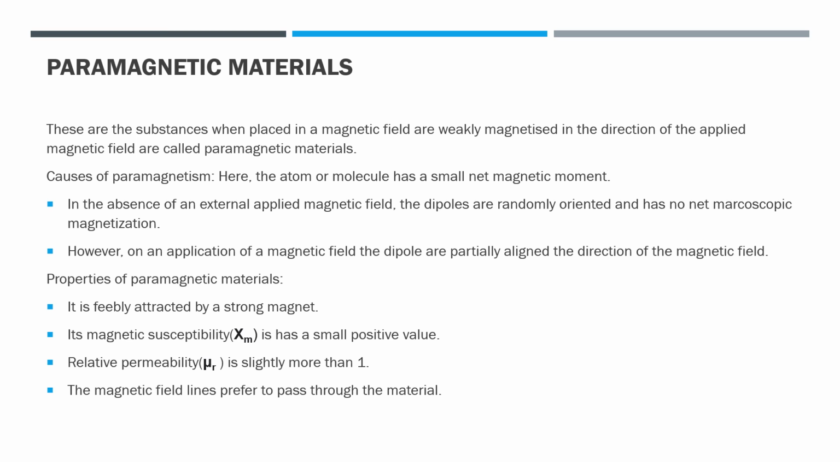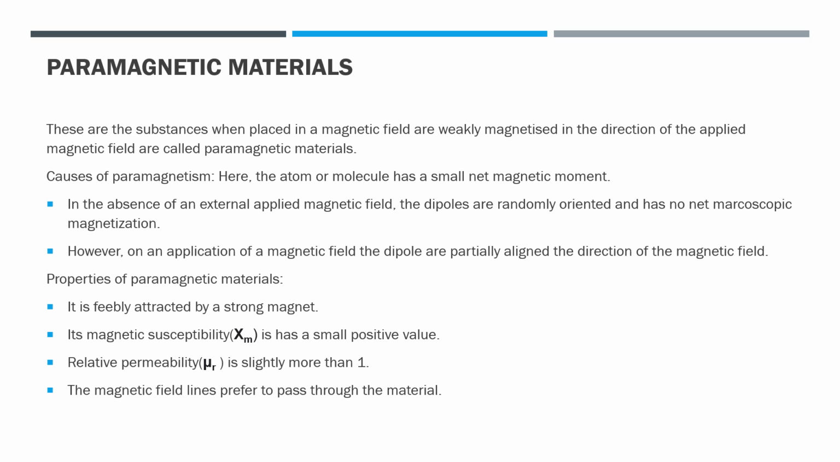This is due to the incomplete cancellation of the electron spin and orbital motion, which if you remember was not the case in diamagnetic materials where the electron spins were evenly paired and therefore they cancel each other out. However, in the absence of an external applied field, the dipoles are randomly oriented in such a way that they too cancel each other out, and therefore they have no net macroscopic magnetization. However, on the application of a field, the dipoles are partially aligned along the direction of the field.